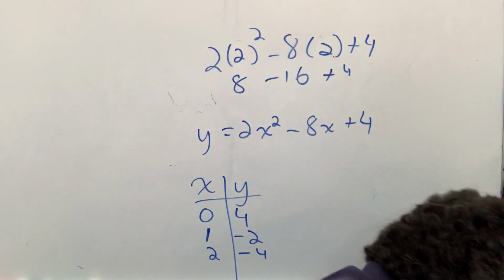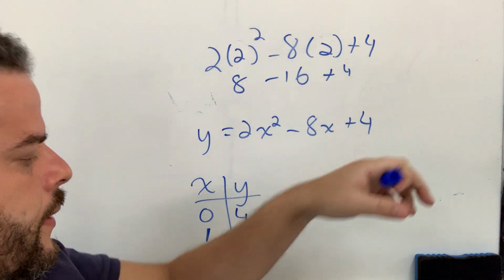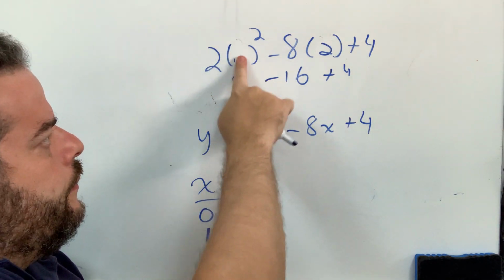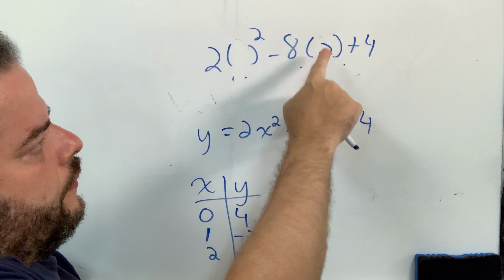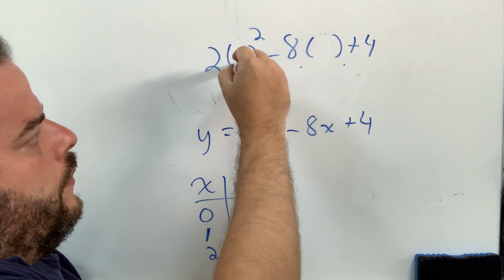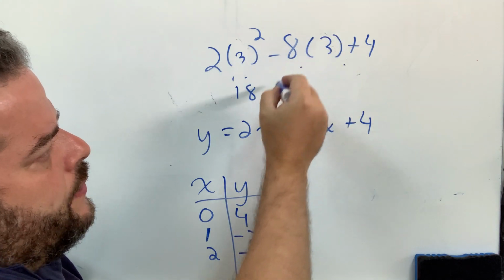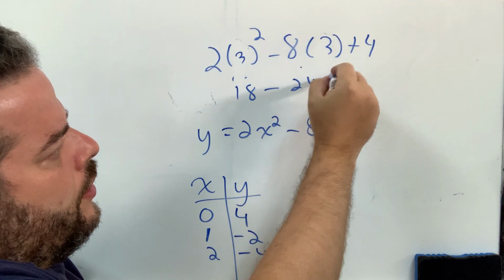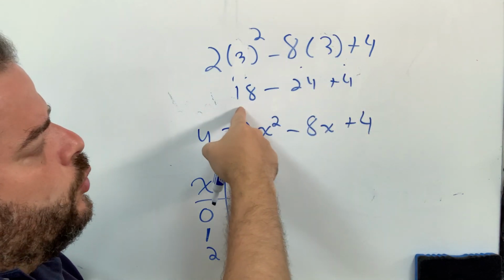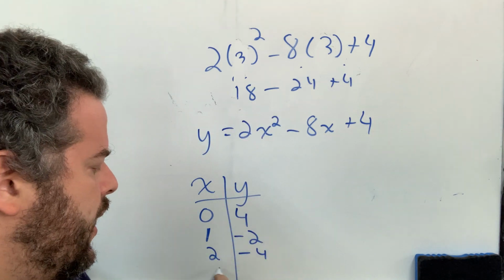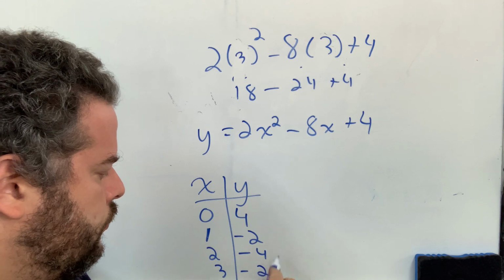Let me grab my eraser. Doesn't want to work again either. Let's input 3. 3 squared, 9 times 2, 18. 3 times negative 8, negative 24, plus 4. I got 22 minus 24, negative 2.